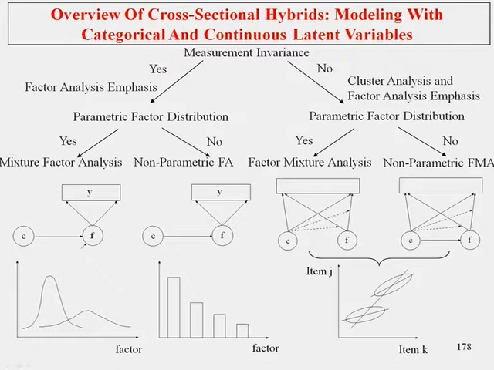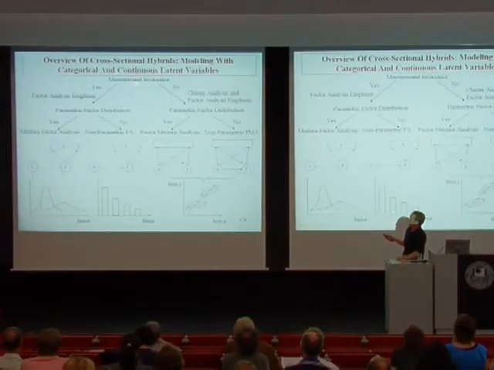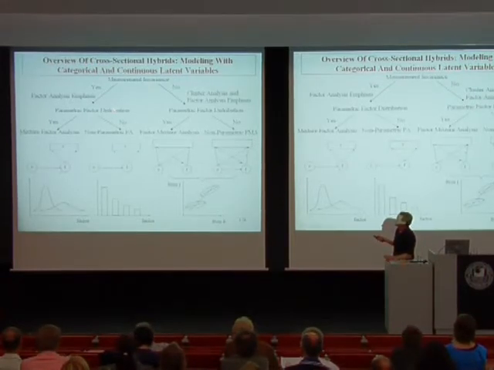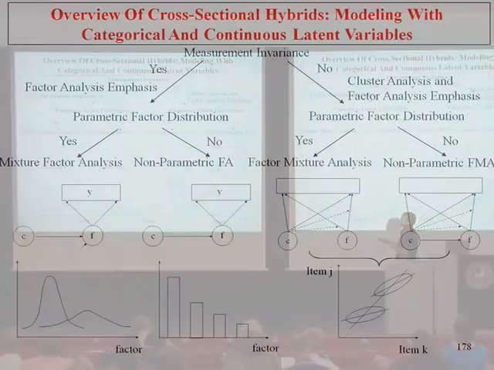At this point we've seen so many models, you need a little classification scheme, whether you want it or not. And here's an attempt to structure the modeling opportunities. First, you go from the top, you ask, should your model have measurement invariance? And we go down the yes path first, because we typically want measurement invariance. And then you have a factor analysis emphasis. Then you ask, do you want a parametric factor distribution, by which I mean, should you assume normality? Yes. Or should you not assume normality?